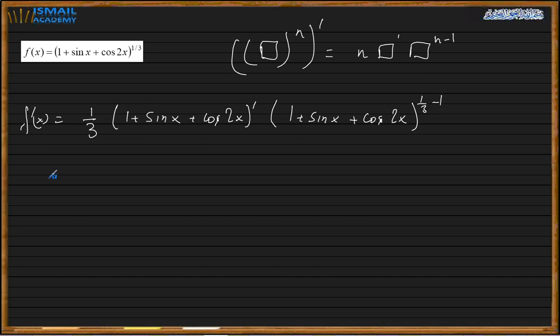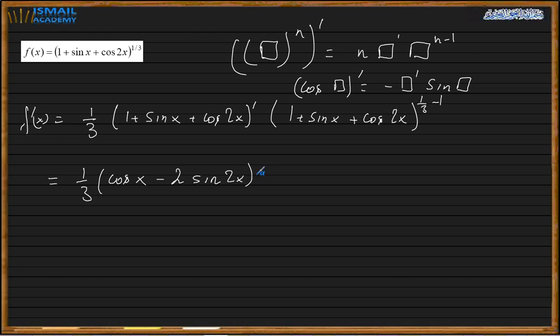So here the derivative of 1 is 0. It's going to be 1/3 times the derivative of sine, which is cosine. The derivative of cosine is negative sine, but this is the chain rule. So if I have cosine of something, prime is minus the derivative of the inside times sine of that inside. So here will be minus the derivative of 2x, which is 2, and sine of 2x, times (1 plus sine of x plus cosine of 2x) to the 1/3 minus 1, so it's minus 2/3. You can put it as a denominator or you can leave it like that, so that will be okay.